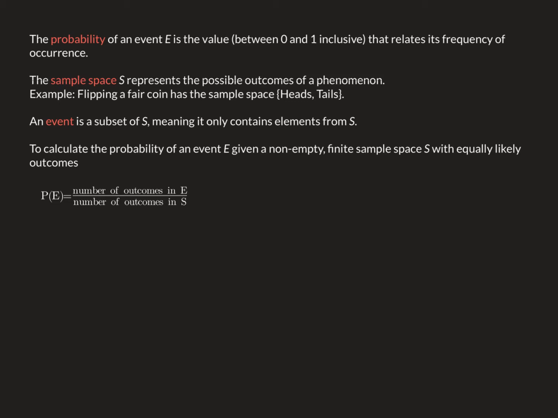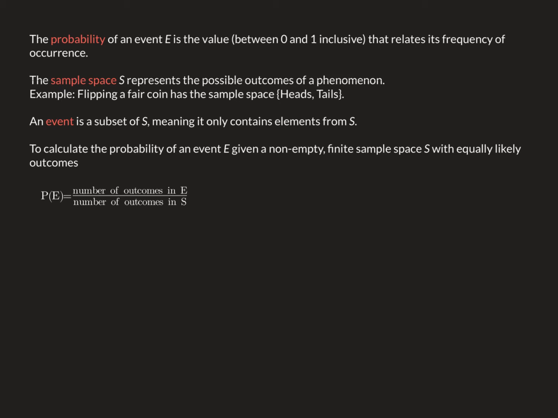So the event of flipping a fair coin has two possible outcomes, and the event E only has one element based on what the outcome is. It's either a heads or a tails. Therefore, the event E is a subset of the event S because it only contains the elements from S.